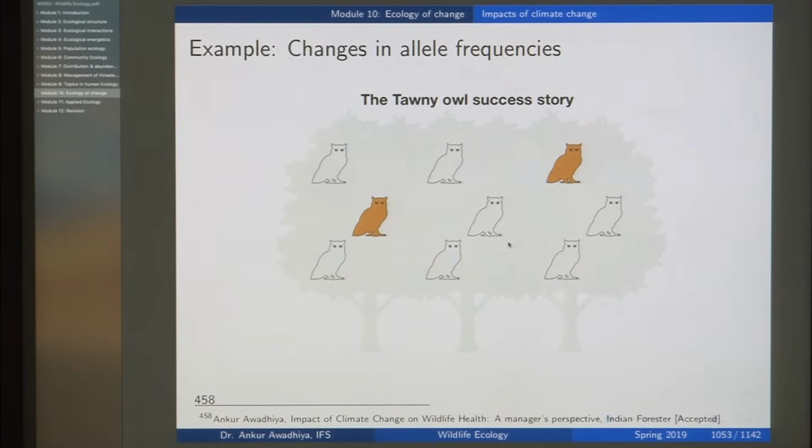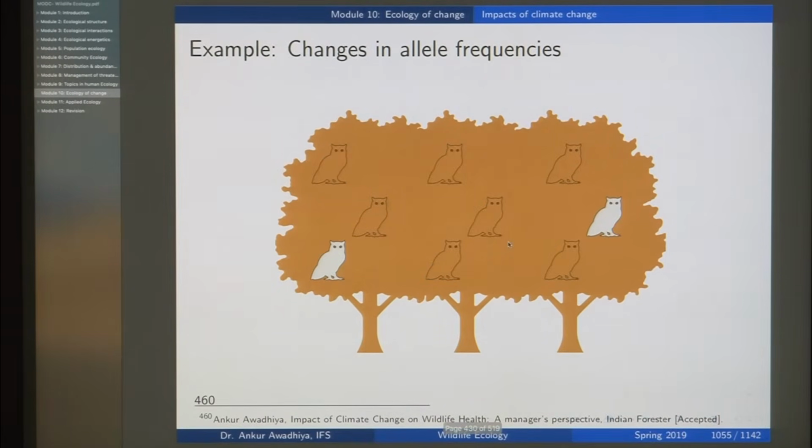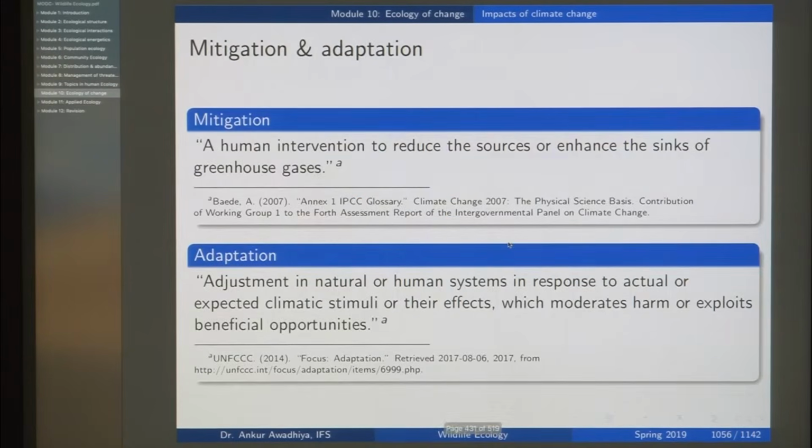And then we are also seeing changes in the allele frequencies. So, in the case of tawny owl, a few decades back, most of the owls were grey in color. There were very few that were brown in color, but then because of climate change, now there is less amount of snow on the trees, and so now we are seeing most of the owls that are brown in color and very few number of owls that are grey in color. So, there are changes in allele frequencies that we are seeing today. So, it is not theoretical.